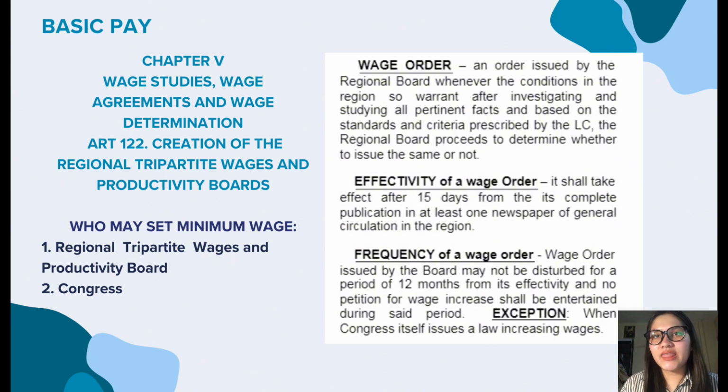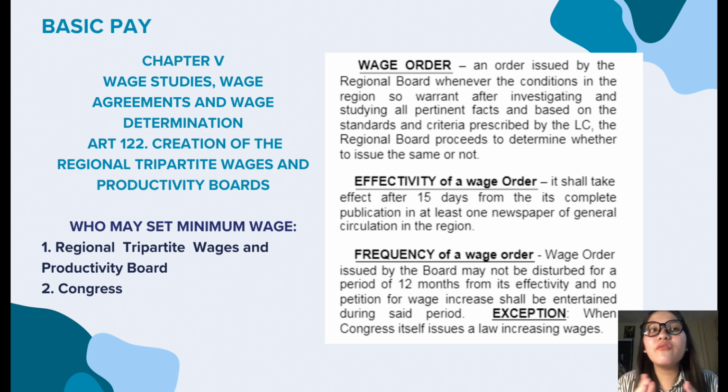So who may set the minimum wage? So there are two. The first one is the regional tripartite wages and productivity board, and the second one is the Congress. So according to Article 123, there is also the wage order. So what is a wage order? A wage order is an order issued by the regional board whenever the conditions in the region so warrant, after investigating and studying all pertinent facts and based on the standards and criteria prescribed by the Labor Code, that the regional board proceeds to determine whether to issue the same or not.